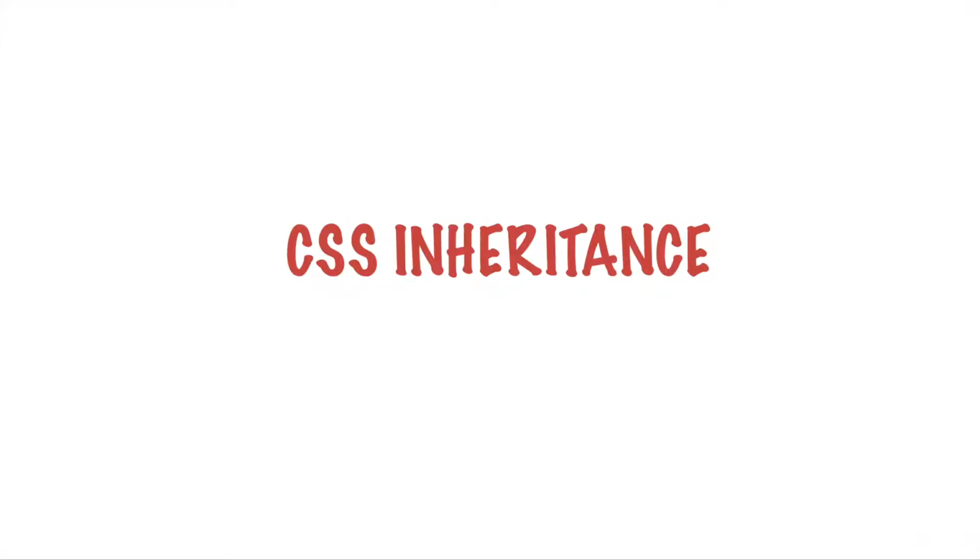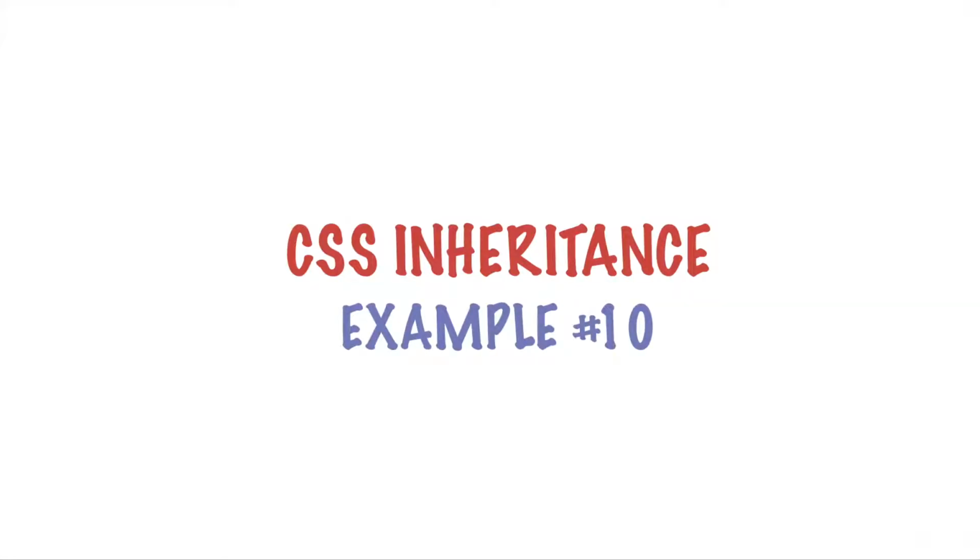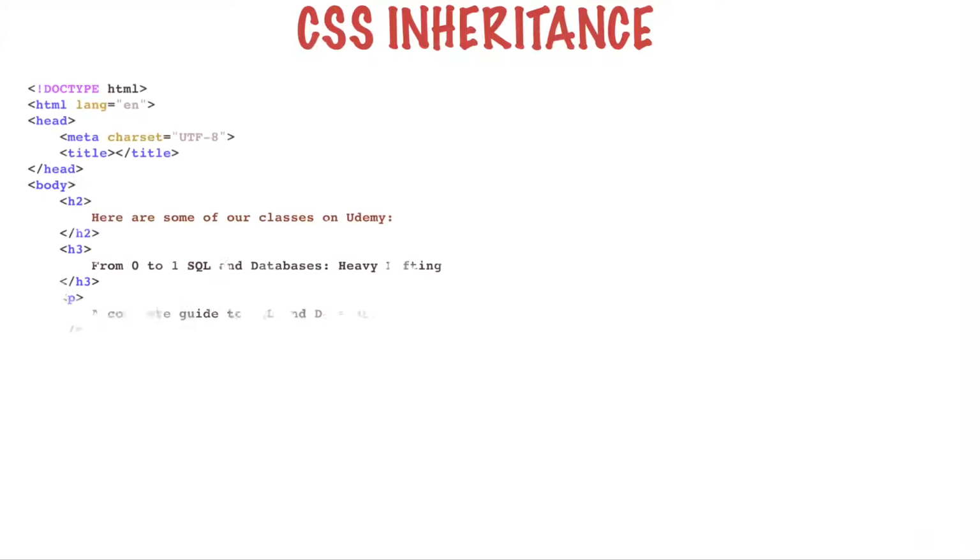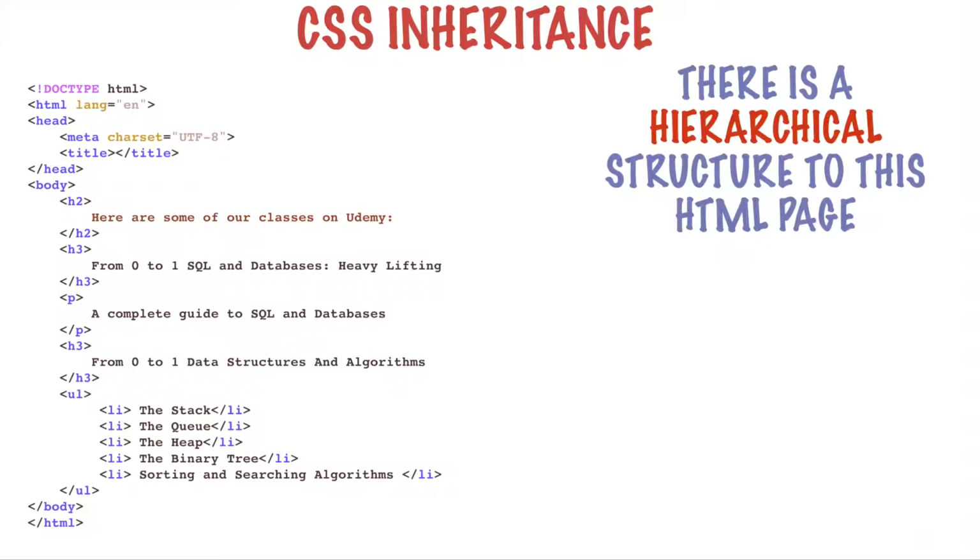CSS inheritance governs how styles apply to the elements nested below a particular element. So let's go ahead and understand this topic. Let's take the example of a pretty simple HTML page. Like virtually any HTML page that we've seen or that we will see going forward, it starts with a head tag and it has a body tag.